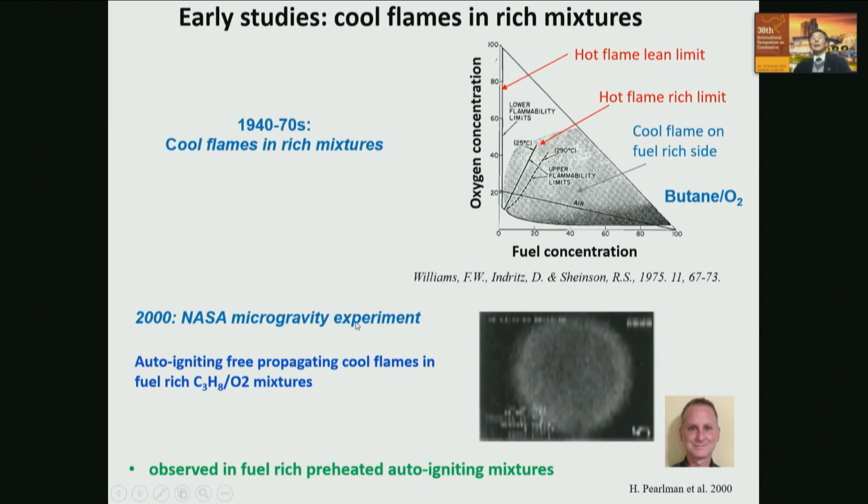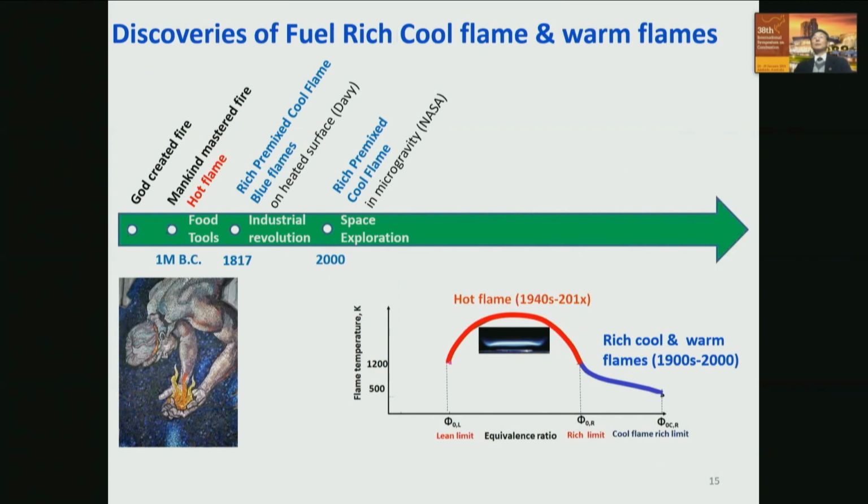A pioneer experiment in 2000 by Pilling used a flight experiment in microgravity, and successfully observed that in a rich propane mixture, autoignition and a freely propagating cool flame can be observed. However, there was no observation of lean flames. What we understand is that before 2000, cool flames and warm flames were observed only in very rich mixtures.